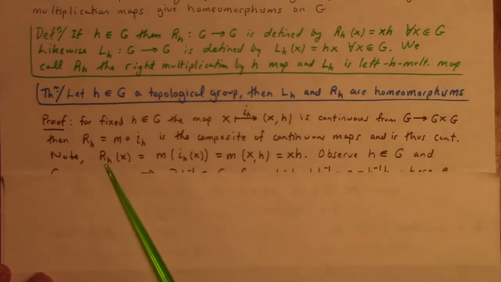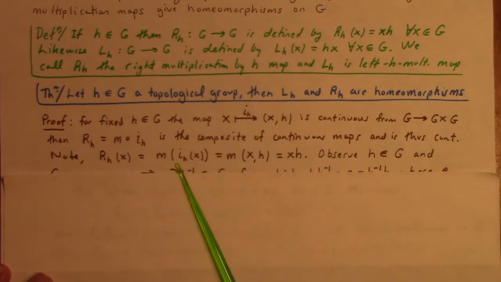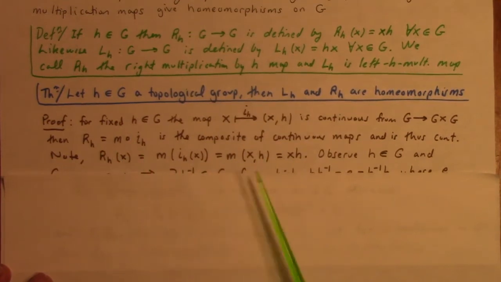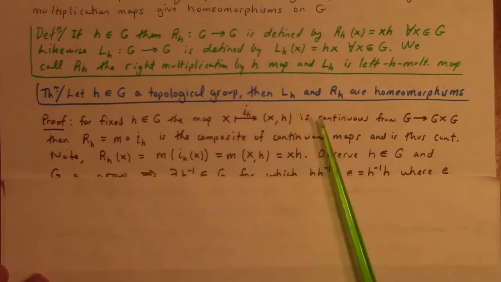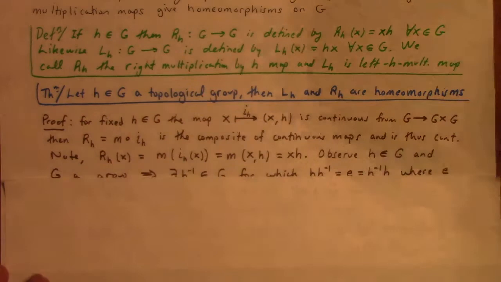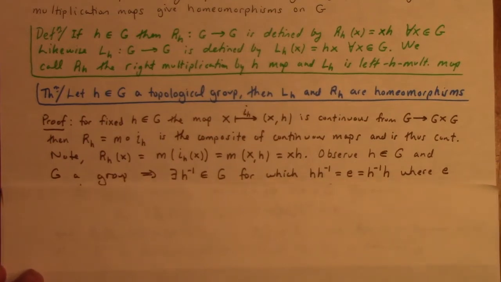Here's how that formula works. R_H of x is M composed with I_H of x, which is M of (x, h), which is xh. So that's why I can say that it's the composition. Here's the proof, if you will. I will leave the proof that that's a continuous map to you guys, but I think we have proved either that or something close to it in our lecture on Cartesian products or the product topology. If we haven't proved it, it's not something that would be terribly difficult to prove. But this lecture is already pretty long, so let me go on.